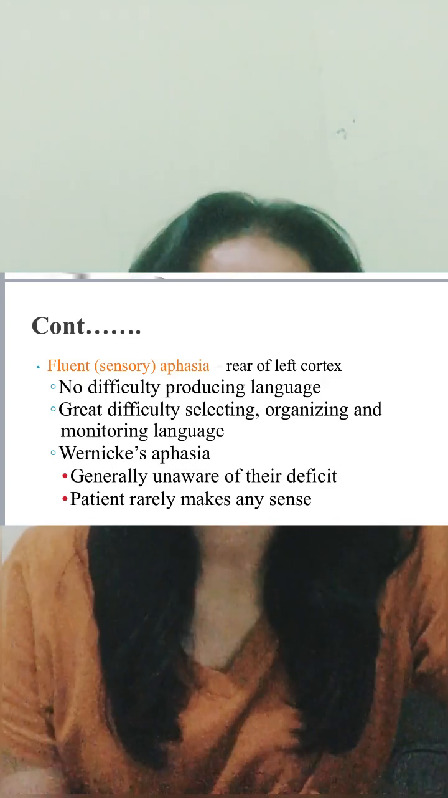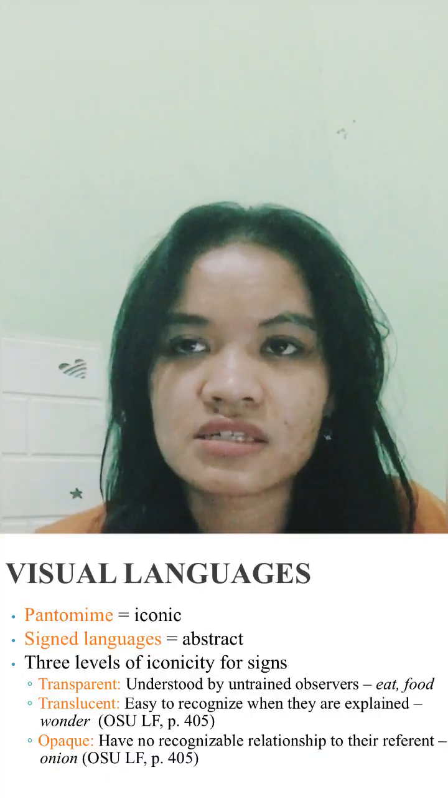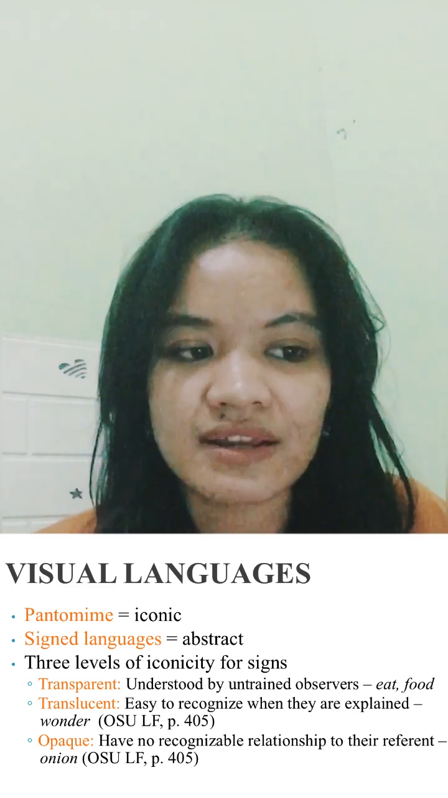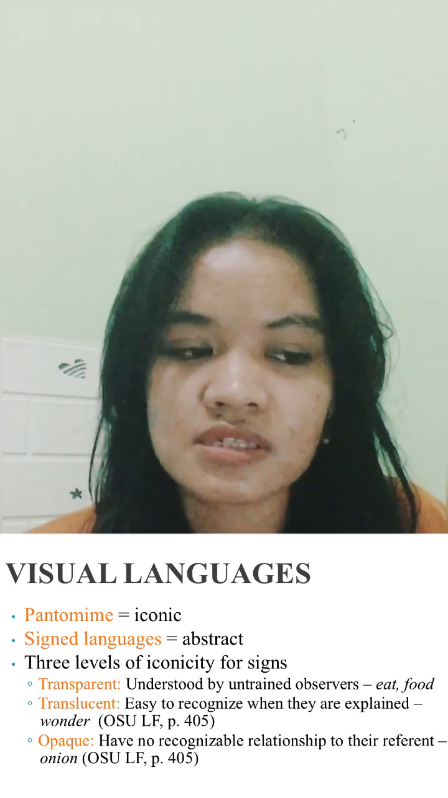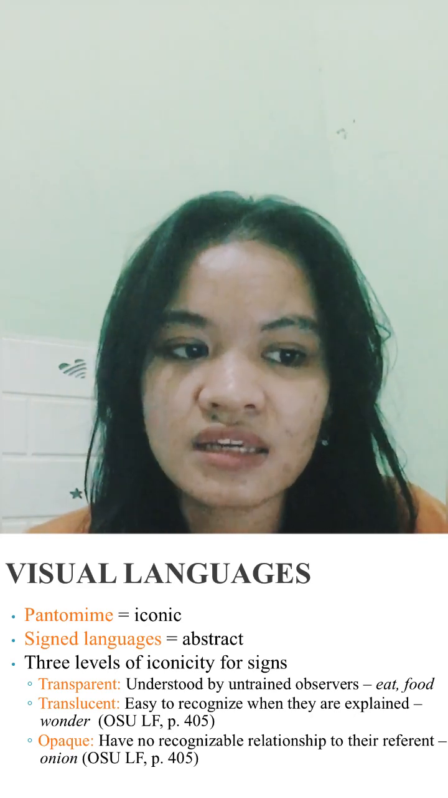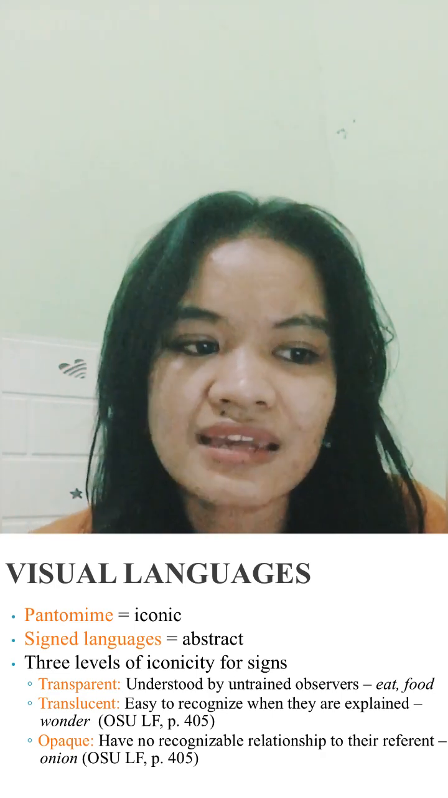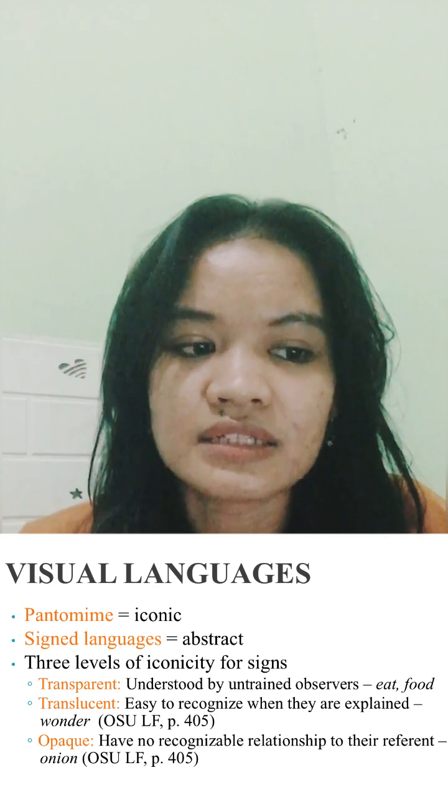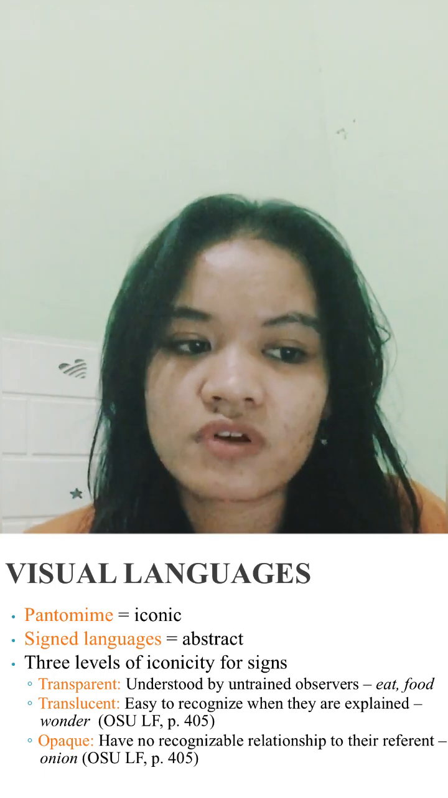Okay, how about visual language? The first visual language is pantomime or iconic gestures, movement, right? So it's called iconic. The second, signed language, is about abstract. And then there are three levels of iconic signs.